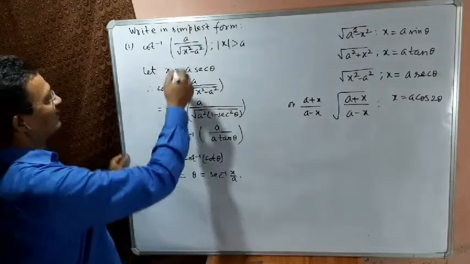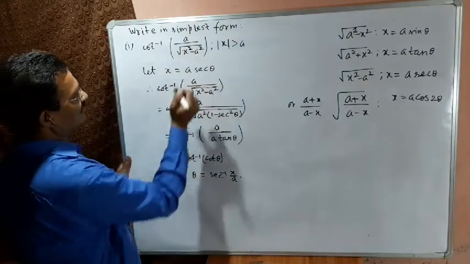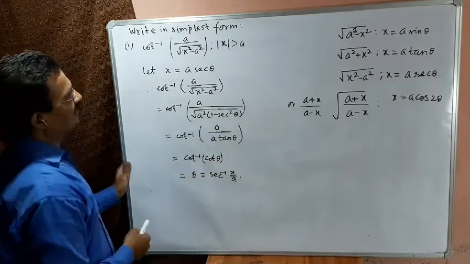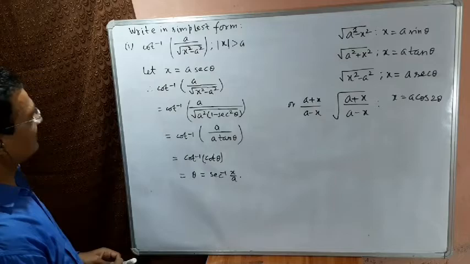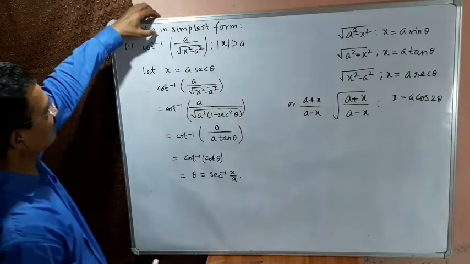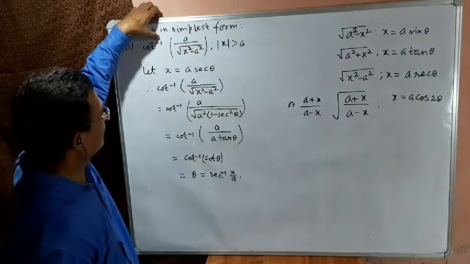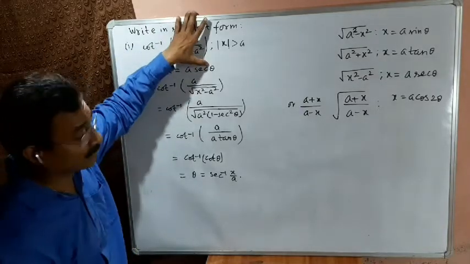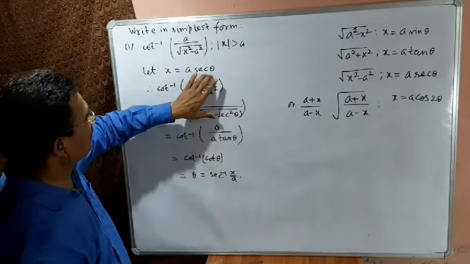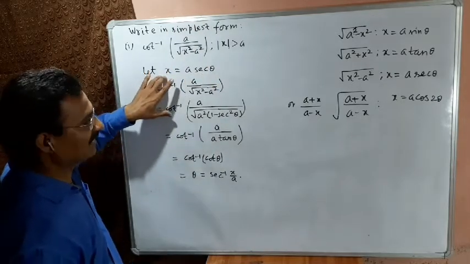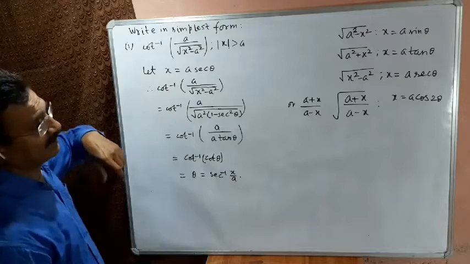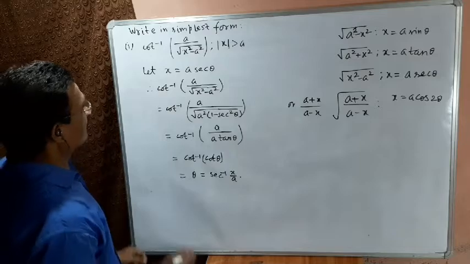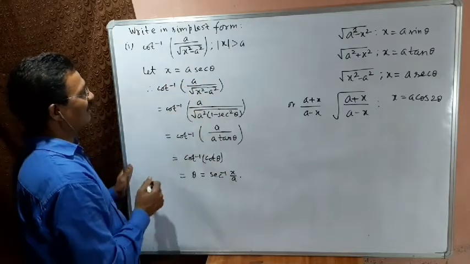So here in this question, there is a square root of x square minus a square. We can take x equal a sec theta or a cosec theta. But regarding principal value, I have taken x equals a sec theta, because cot inverse has principal value between 0 to pi, and sec theta also has principal value between 0 to pi. If we take cosec theta, then theta will be cosec inverse of x by a, and cosec inverse x by a will lie between minus pi by 2 to pi by 2 except 0. Therefore, we have taken x equals a sec theta.